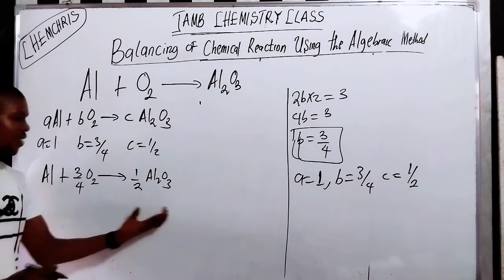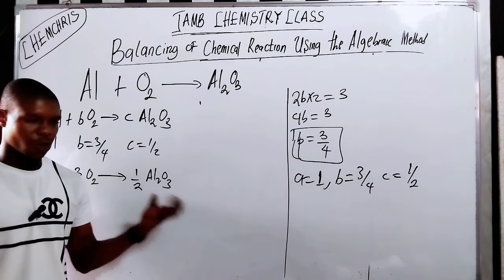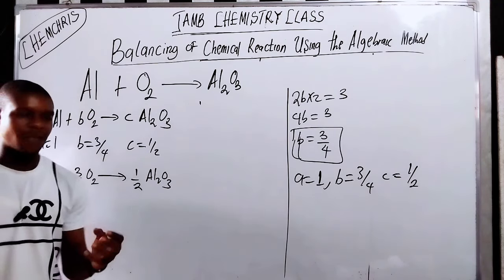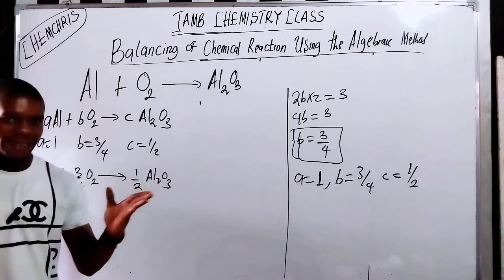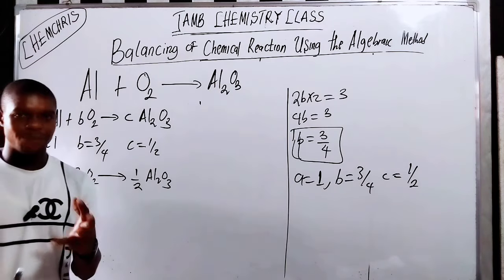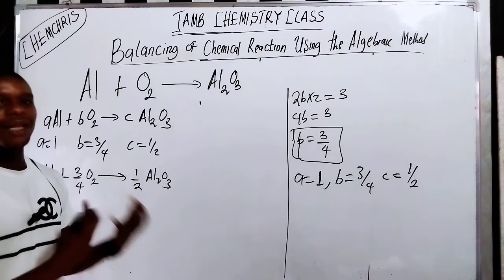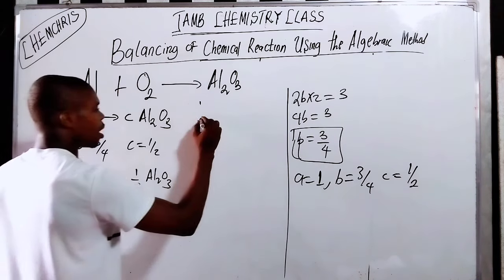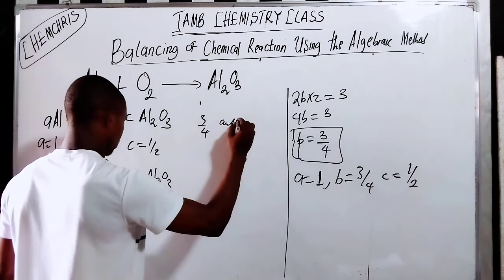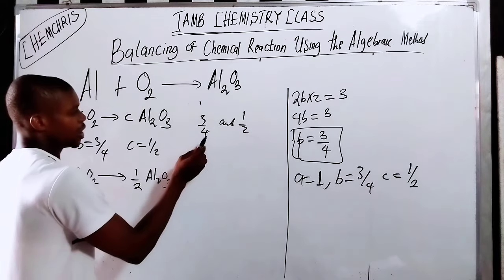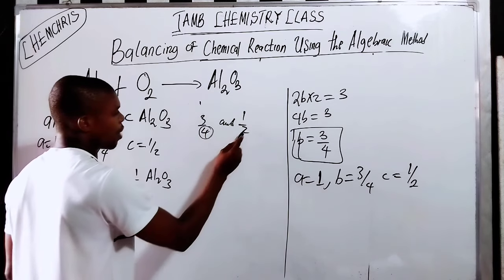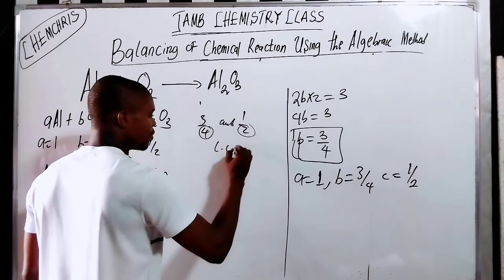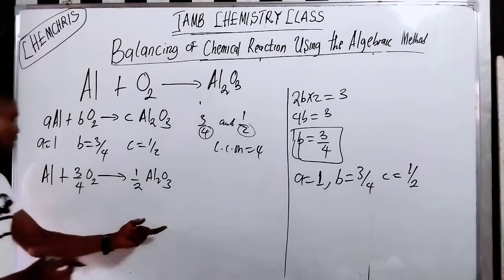Now, we cannot leave it like this, although it is correct, because we must change the fraction to linear. And how do we convert fraction to linear? I multiply by the LCM. How do you get the LCM? Looking at the denominators, I have 3 over 4 and 1 over 2. So the two denominators here are 4 and 2. The LCM is 4.